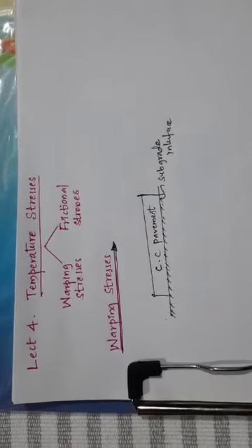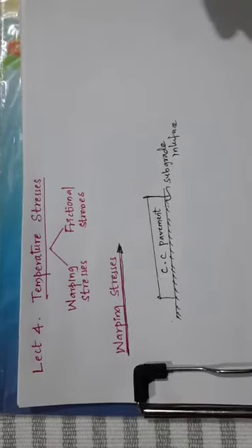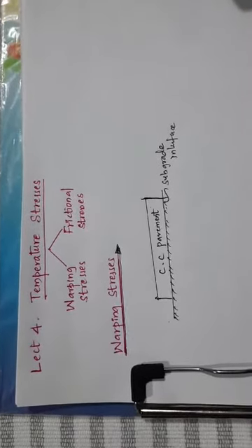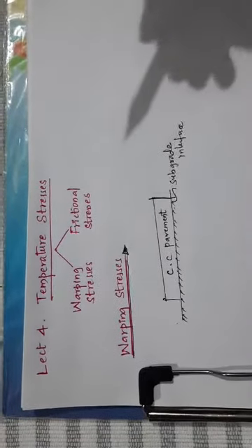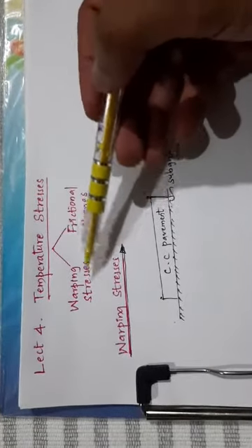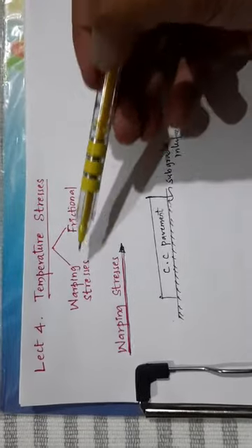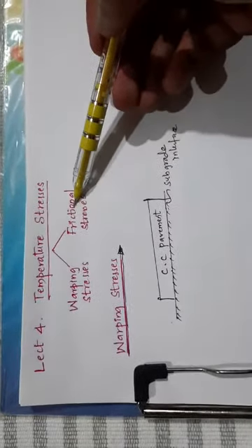Today we're going to see lecture number 4, temperature stresses. In last class we saw the wheel load stresses. So today we're going to see the temperature stresses in a rigid pavement. In temperature stresses we have two different stresses: one is the warp stresses and one more is the frictional stresses.